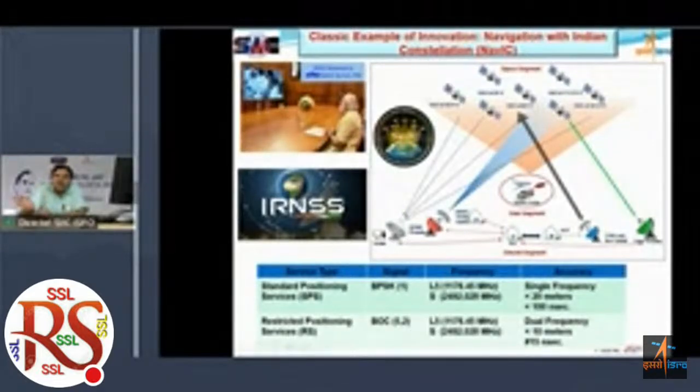User segment means people like you. When you carry your mobile, in your mobile you have a GPS chipset. Something similar, you will now have a NavIC chipset in your mobile. So you can use NavIC to find out your location.